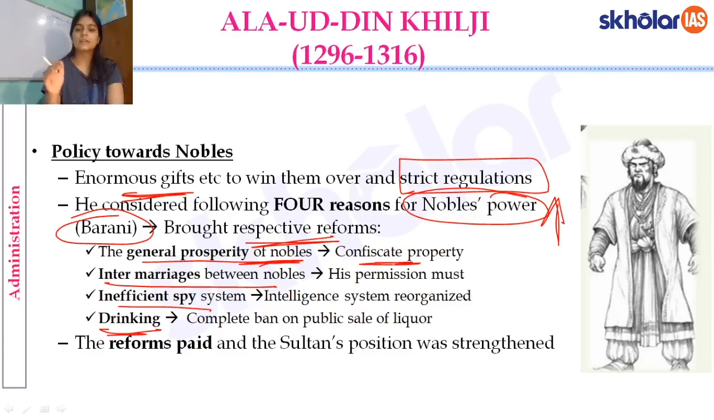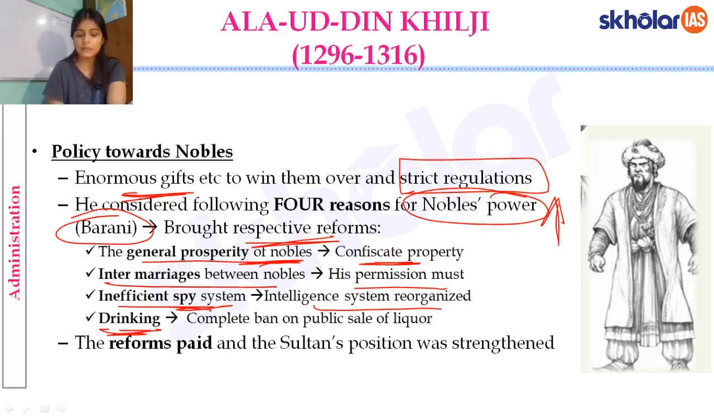Second, intermarriages. Then he said, my permission is mandatory. The Sultan's permission is mandatory for two families to solemnize any marriage. So this is the second reform that he brought about. Third was that he reorganized the entire intelligence system or the spy system, because we understood that he thought an inefficient spy system was the third reason. So he reorganized the entire intelligence system, and he brought certain changes in the spy system also.